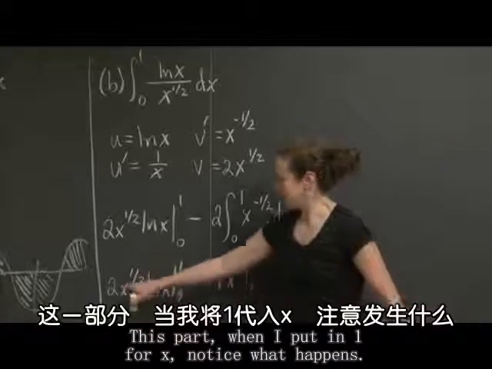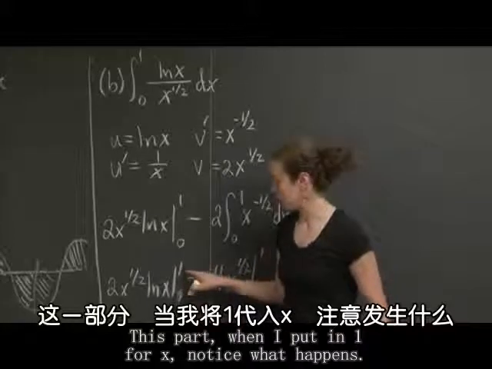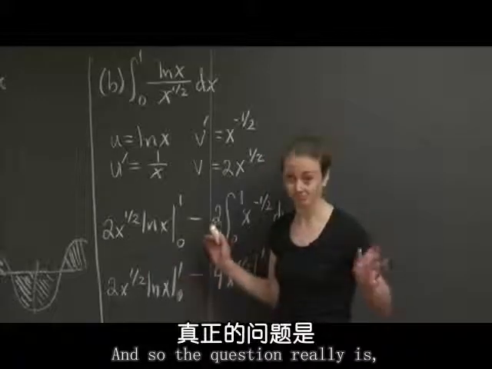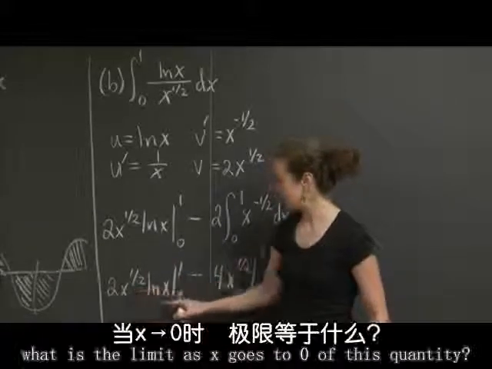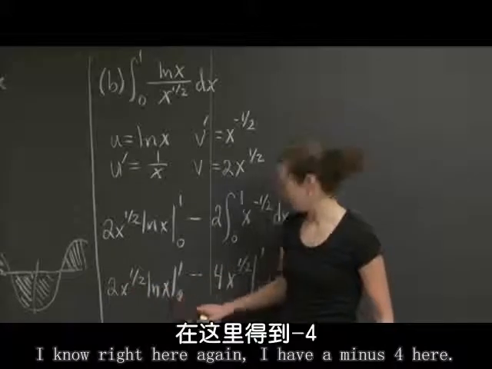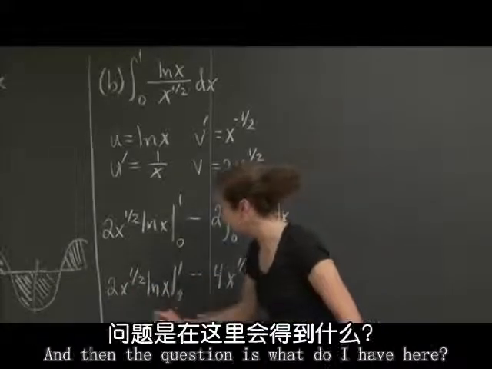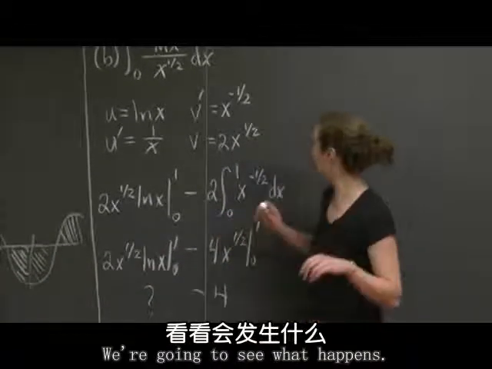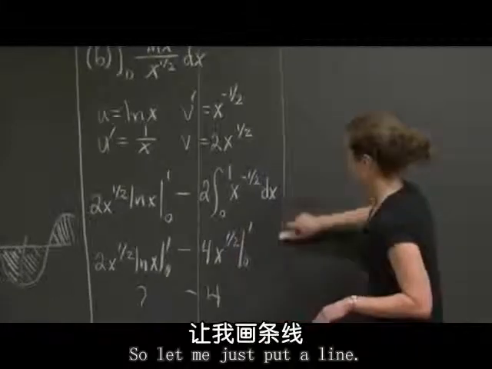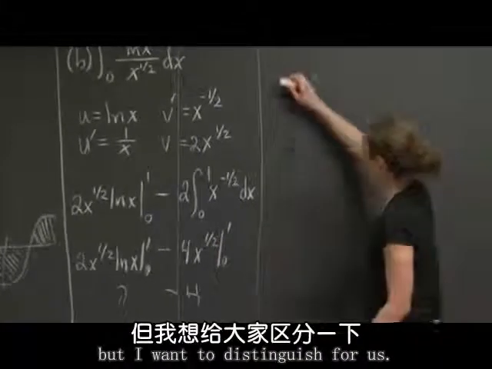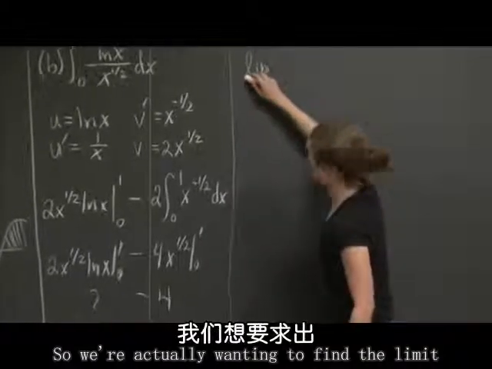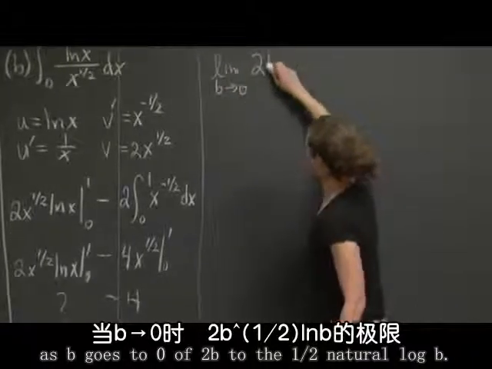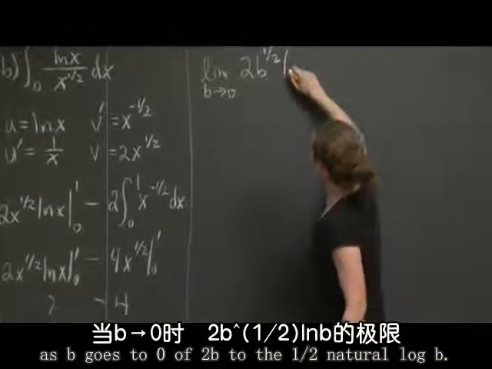This part's fine. This part, when I put in 1 for x, notice what happens. I get a 1 here. Natural log of 1 is 0. And so I get 0. And so the question really is, what is the limit as x goes to 0 of this quantity? I know right here, again, I have a minus 4 here. And then the question is, what do I have here? It could blow up still. It could diverge. We're going to see what happens. So let me just put a line. It's the same problem, but I want to distinguish for us. So we're actually wanting to find the limit as b goes to 0 of 2b to the 1/2 natural log b.